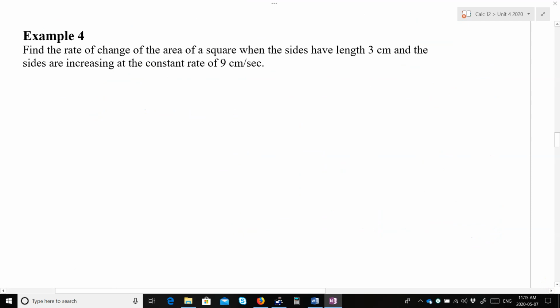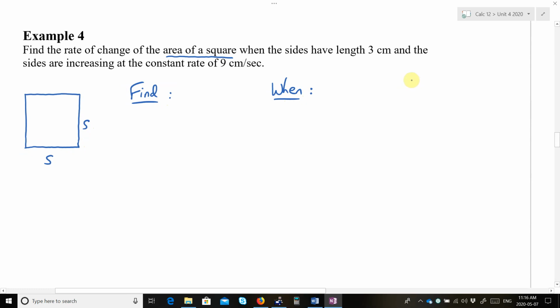Okay, example 4 says find the rate of change of the area of a square when the sides have length 3 centimeters and the sides are increasing at the constant rate of 9 centimeters per second. Okay, so we have a square, S. We will do this: find, when, given.